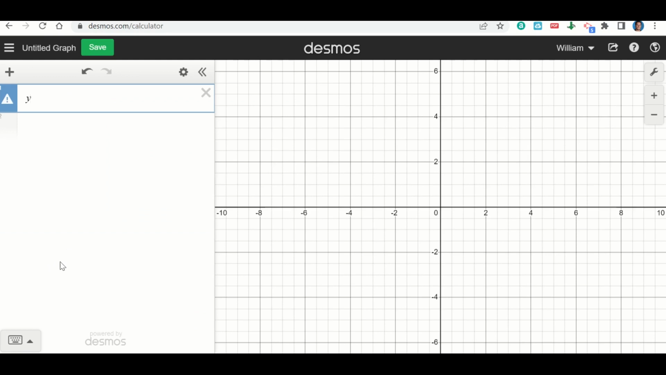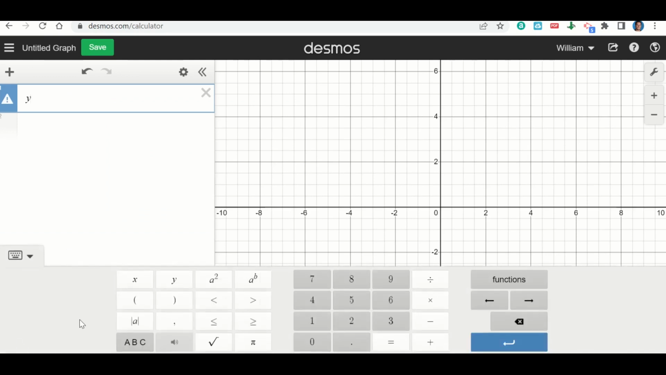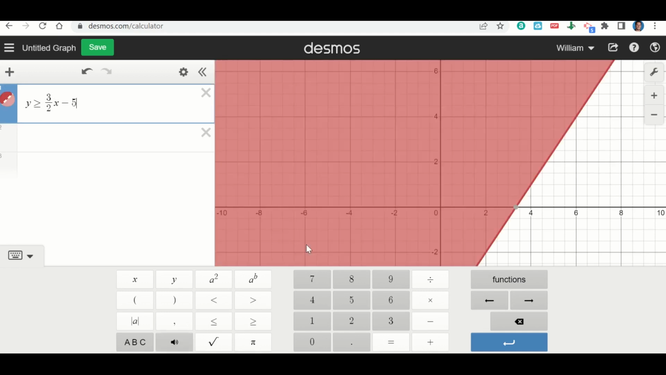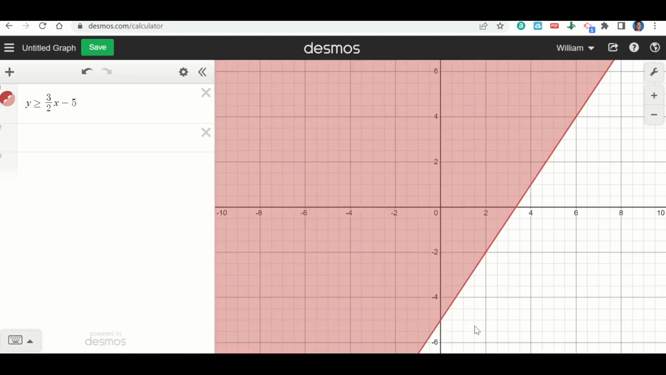Now to do the inequality symbols, we'll go down here to where it says keypad and click there. And here's all your inequality symbols. So let's say it's greater than or equal to. And then we can put in 3/2 x minus 5. And now it graphed the inequality for us.